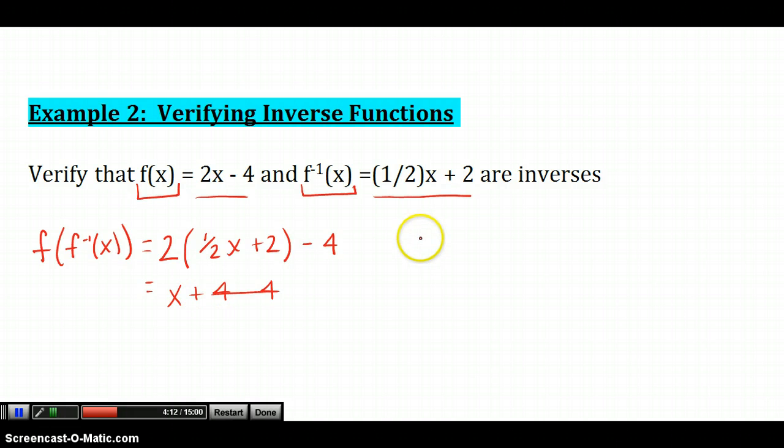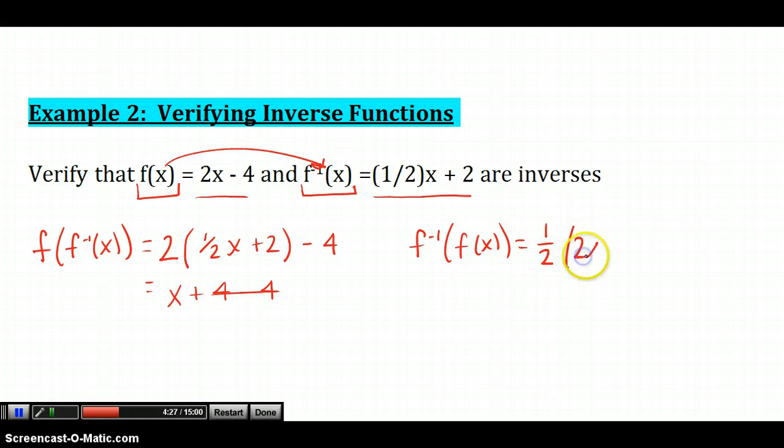But I also have to try it the other way, so I need to do f inverse of f of x, and see if I get x that way. So now put the original function into the inverse function. So I'll write the inverse function, where I see an x, put the original function, and distribute. So I have x minus 2 plus 2, and I end up with x. So these are inverses of each other.